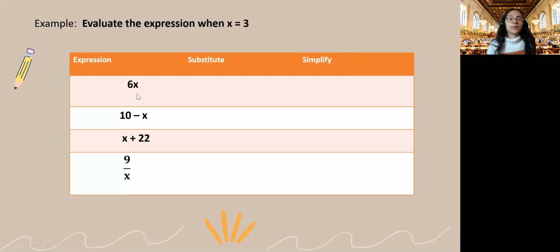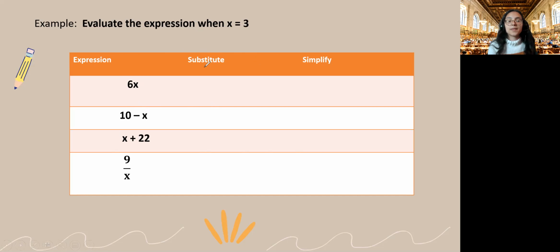So our first example states, evaluate the expression when x is equal to 3. So now we have our table. To the far left, we have our variable expressions. In the middle, we're going to substitute. And to the far right, we're going to simplify. So let's go ahead and get started.